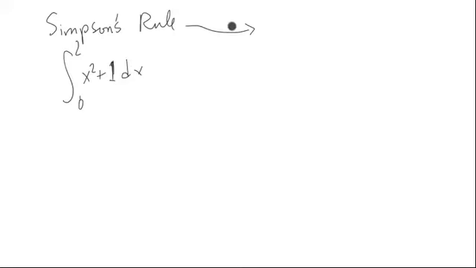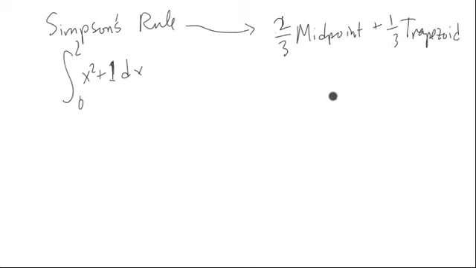Okay, so let's take a look at this. It's going to be 2/3 times the midpoint rule plus 1/3 times the trapezoid rule. So let's look at a picture, to remind ourselves what these are. This is x squared plus 1, and let's look from 0 to 2, and let's give 2 subintervals for each of these.